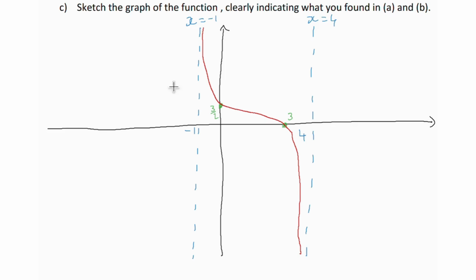But what about these 2 sections? It's not clear. We know there's no root, so it can't cross the axis. So it's either going to be like this, or it's going to be like that, but we don't know which one it is. Similarly over here, it's either going to be like that or like that, but it's not clear.